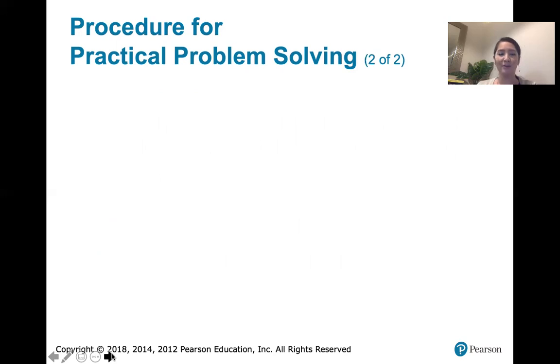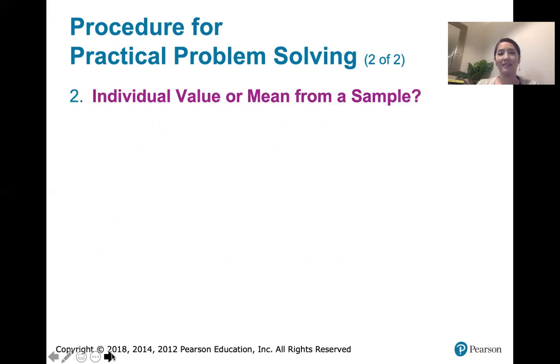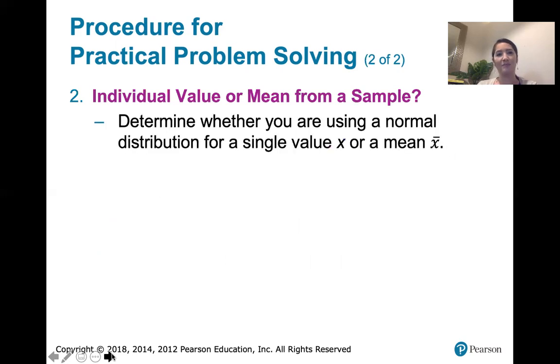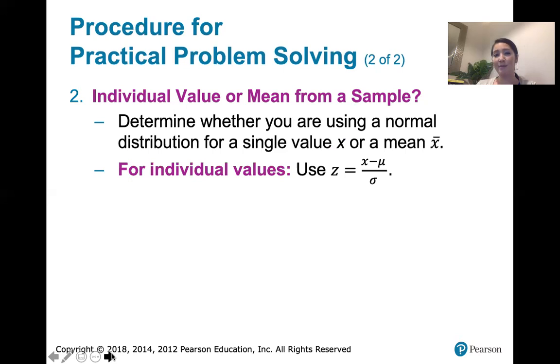Now, after you have confirmed that those requirements are satisfied, so the sample size is large enough or the original population was normally distributed, then we have to think about whether we're being asked about an individual value from the population or the mean from a sample taken from the population. If we are dealing with individual values, we'll use that z-score that we talked about way back at the beginning in chapter 3. We just take the x value, subtract the population mean, and divide by that population standard deviation.